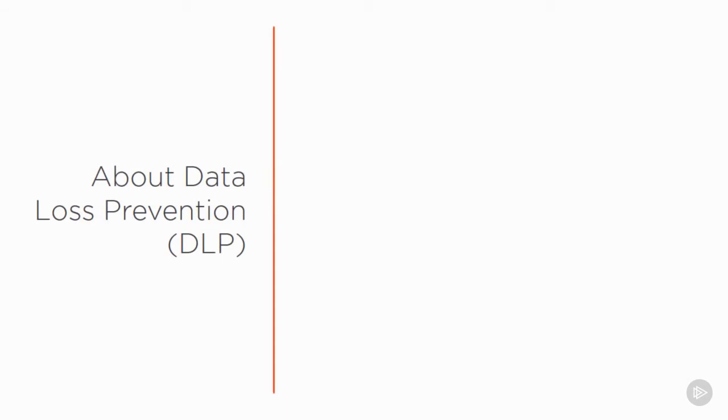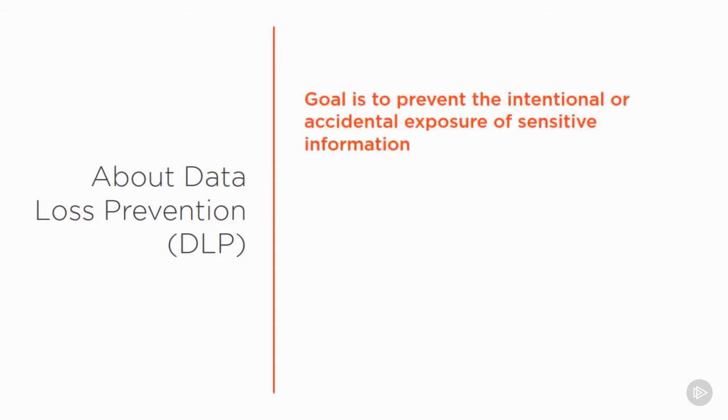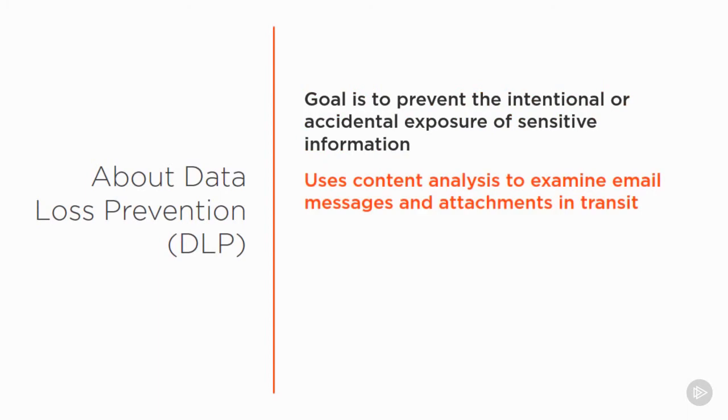The goal of DLP is to prevent the exposure of sensitive information, whether that be accidental or intentional, to unwanted parties. DLP uses a very sophisticated content analysis engine to examine email messages and attachments as they move through the transport pipeline. In other words, while they're in transit within your Exchange organization. DLP doesn't look at email that is already sitting in mailboxes, although as you'll see later in this module, DLP can check emails and attachments before they've been sent.